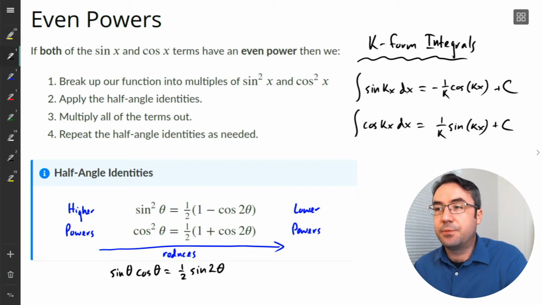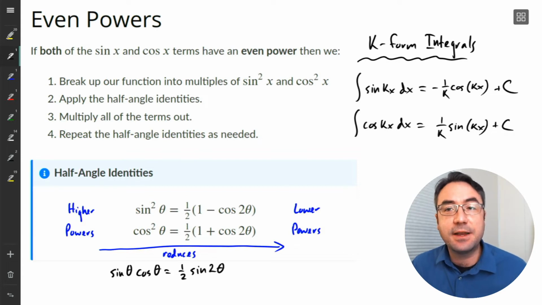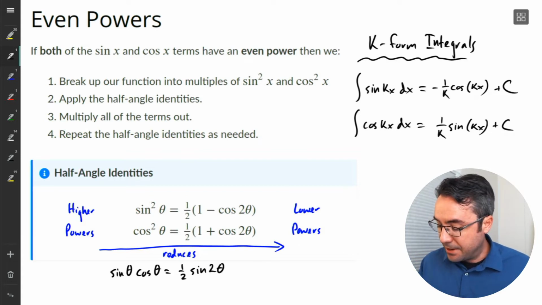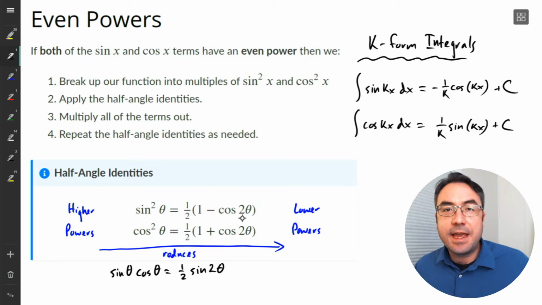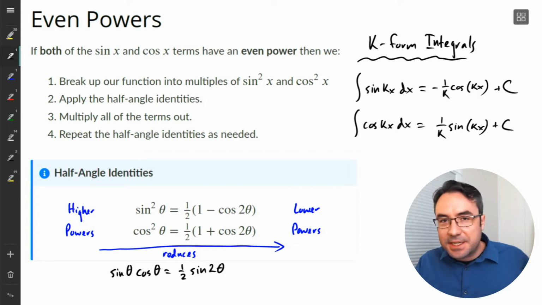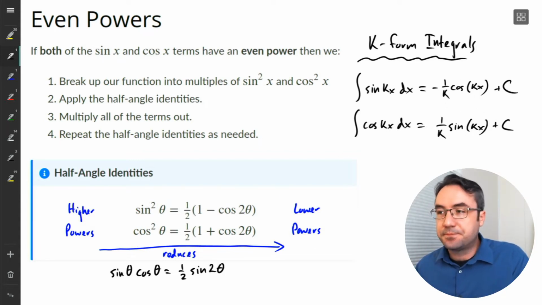And so there we go. We end up with the integral of cosine of kx is 1 over k times sine of kx. And a lot of the time, that k we're going to see is going to be a multiple of 2. So it's going to be things like 2, 4, 8, maybe a 6 in there, who knows. But this works in general, it doesn't have to be a multiple of 2. So these k-form integrals are going to be very helpful to remember.